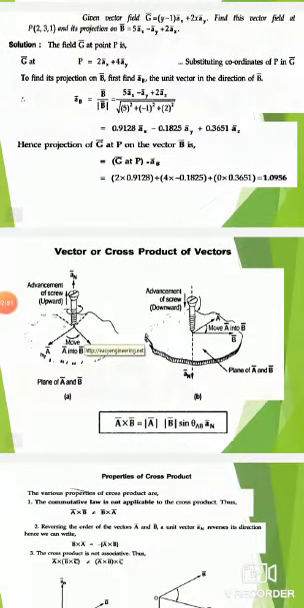Then we are finding out the cross product. To find the cross product, we are using a vector cross b vector is equal to mod a vector mod b vector sin theta a n.